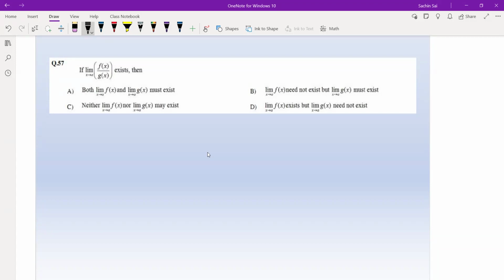So here, in questions like this, if you want to prove the statement, then you need a proper mathematical proof. But to prove that a statement is false, just one example is sufficient, right? So in this case, the answer is C. It is not necessary that either limit f of x or limit g of x exist as x tends to a, right? So let's take an example of that.